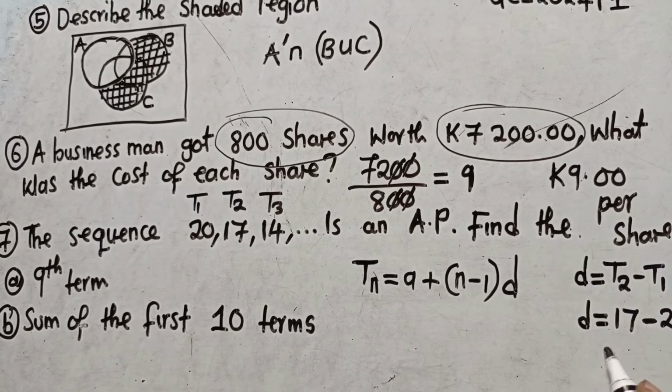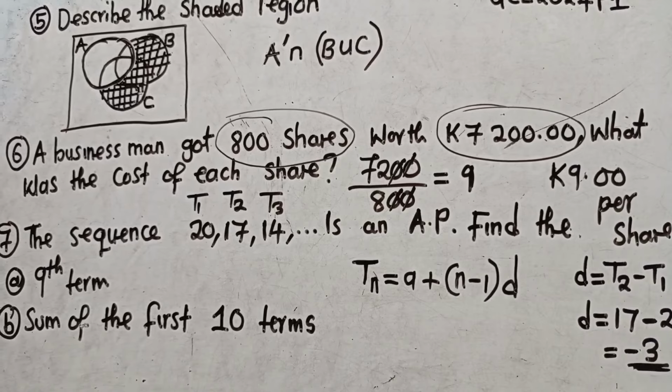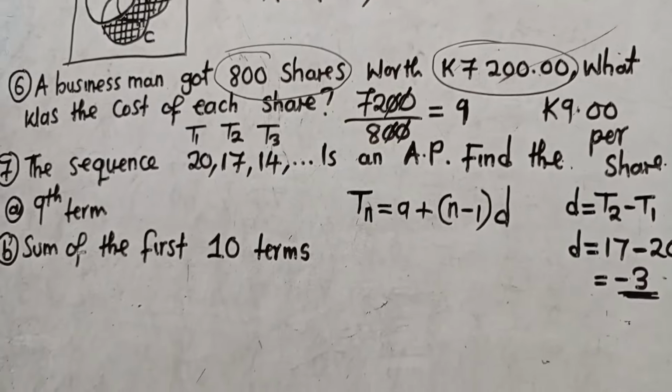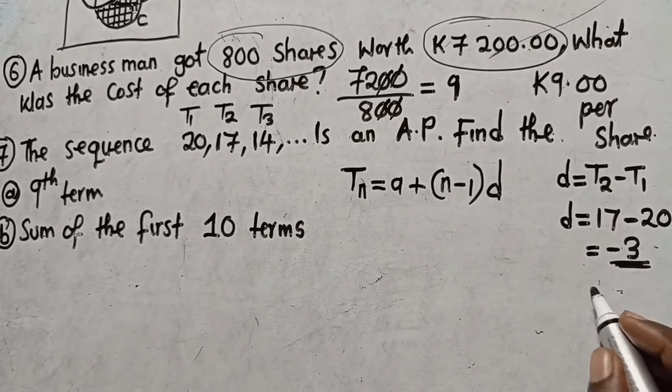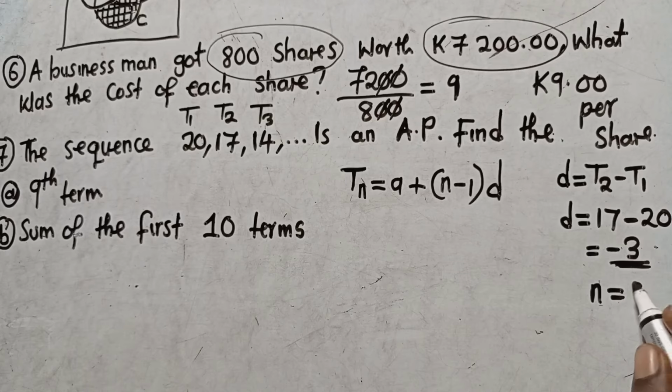So meaning that the answer we are getting there is negative 3. So the common difference is negative 3. What is N? You also need to know what N is. N is the number of terms we are told to find, the nth term, which is 9.